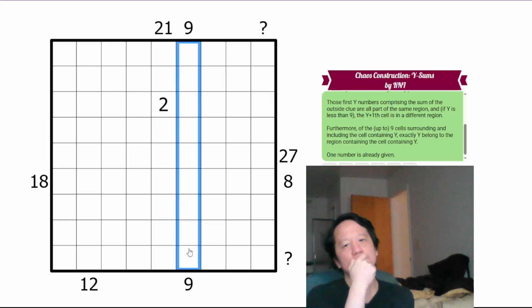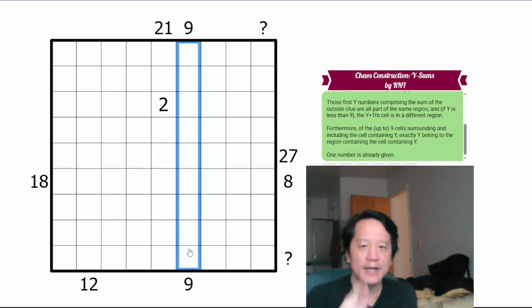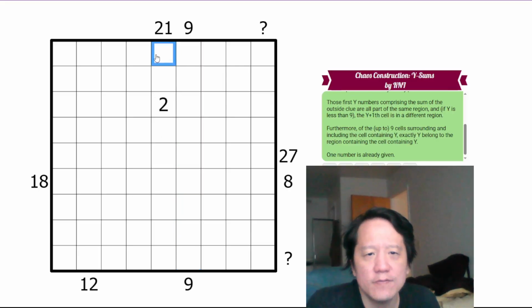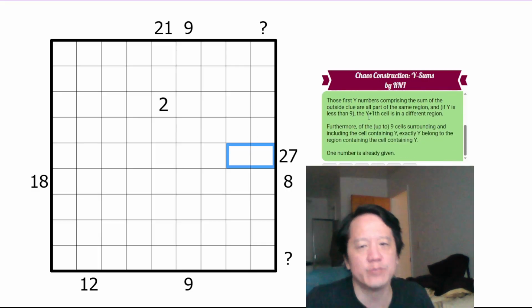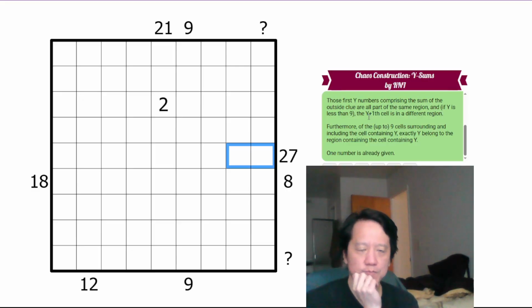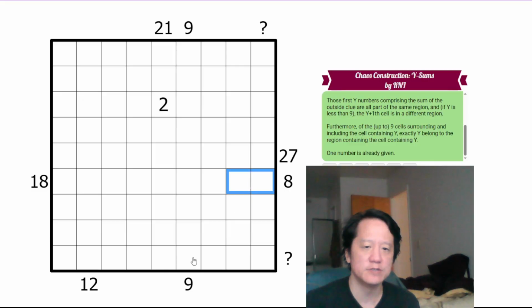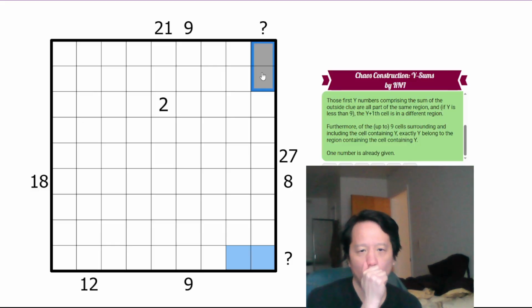Since y is always at least 2, anytime you have a y sum clue, it's always going to be at least 2 in length, right? Because the first y numbers are part of the same region. So these must be part of the same region. These must be part of the same region, as must these two, as must these two, and these two. Same with these two. These two are definitely part of the same region. So must these two. These two.